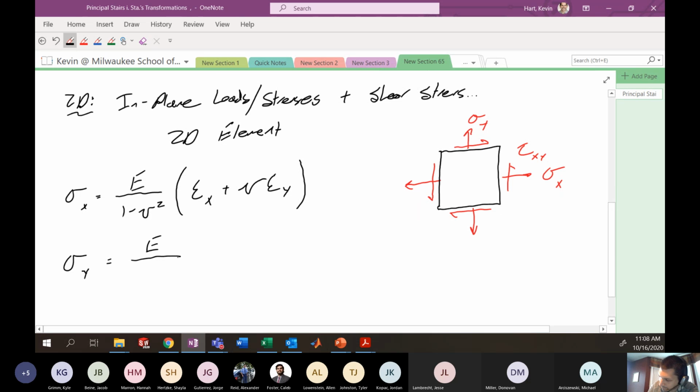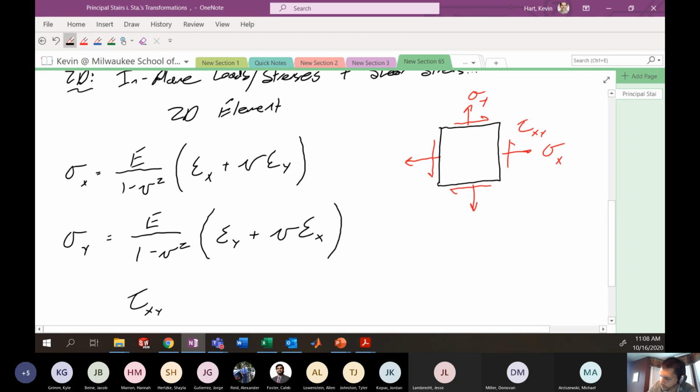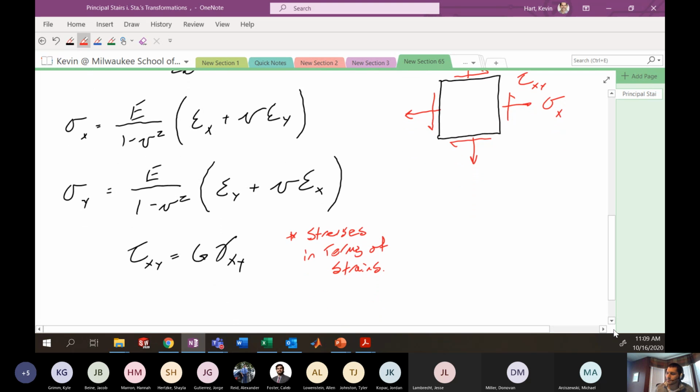Stress in y will look similar. And then the last one. Okay, these are your two-dimensional forms of Hooke's law, writing stress in terms of strain. So stresses in terms of strains. Okay, you could also go the other way and write strains in terms of stresses, by rearranging the equations.